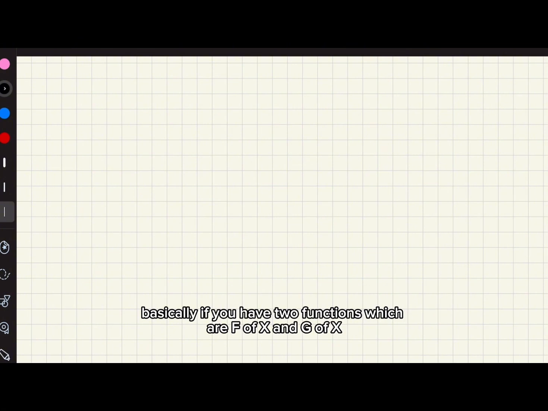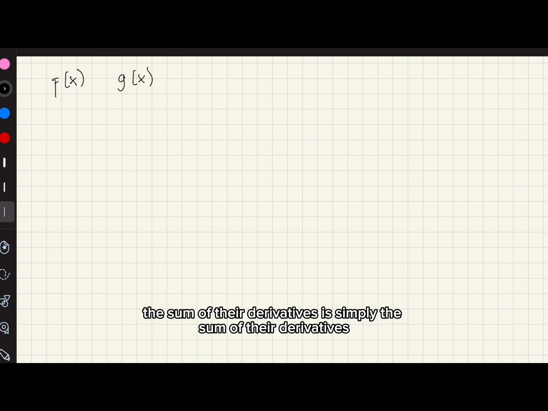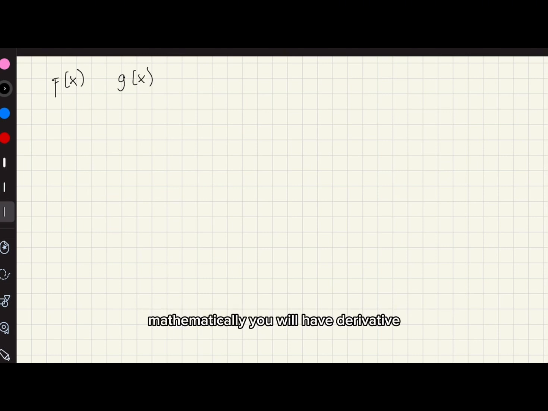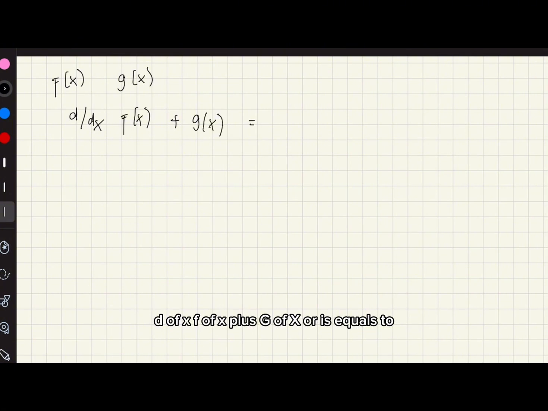In the sum rule, basically if you have two functions which are f of x and g of x, the derivative of their sum is simply the sum of their derivatives. Mathematically, you will have the derivative. The derivative is denoted by d over d of x. d of x, f of x plus g of x is equal to f prime plus g prime.